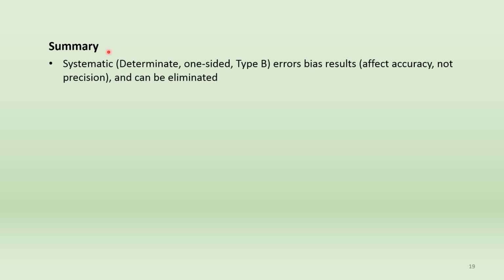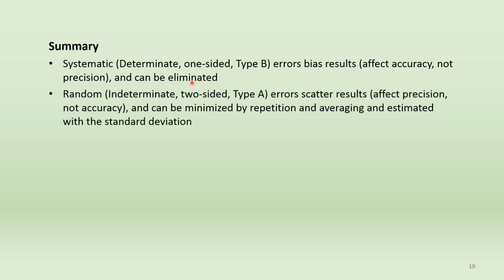So let's summarize what we've learned in this video. Systematic, also called determinate or one-sided or type B errors, lots of names, will bias or shift results, and they will affect accuracy but not precision, and they can be eliminated. Random, also called indeterminate, two-sided, or type A errors, will scatter the results, and they affect precision but not accuracy. Now, random errors can be minimized by repetition and averaging, and can be estimated by use of the standard deviation.